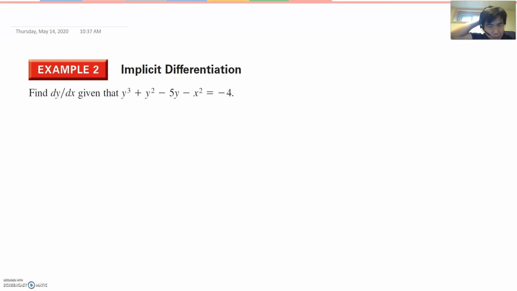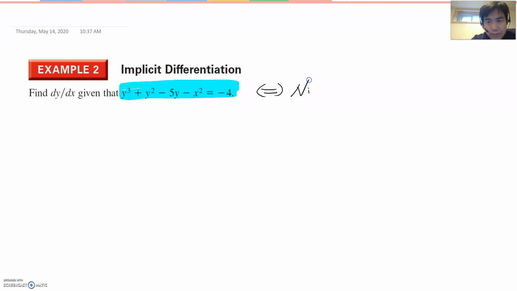Okay, so this time we will talk about implicit differentiation. So look at this example. Find dy over dx given that y cubed plus y squared minus 5y minus x squared equal to -4. Okay. So based on this function form, actually it is not a function because it is not solved for y.